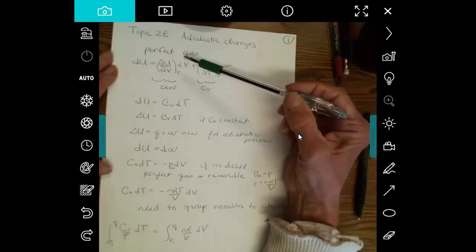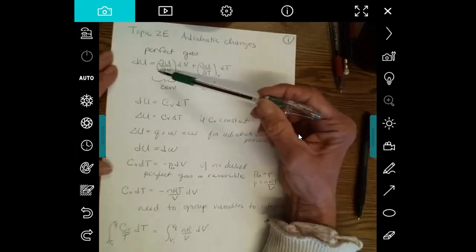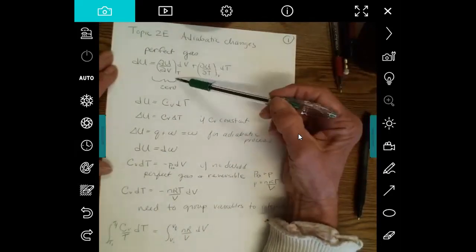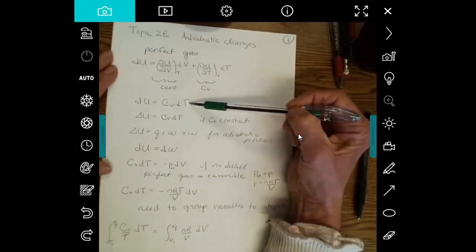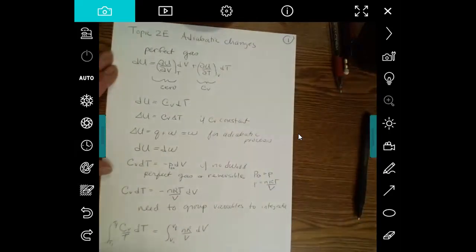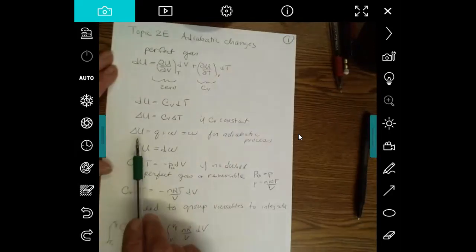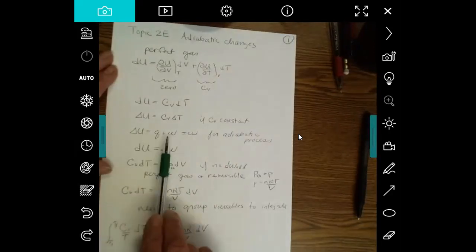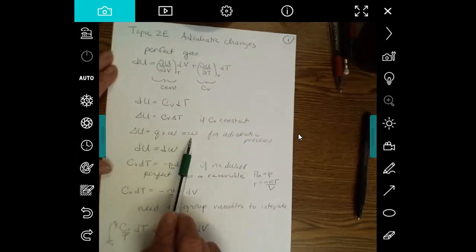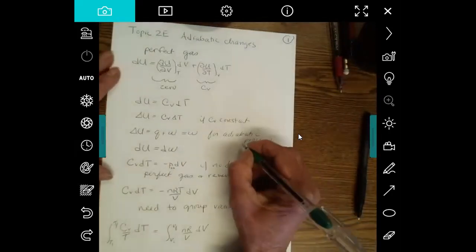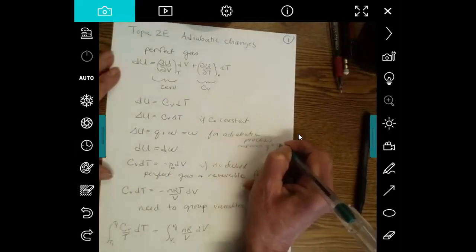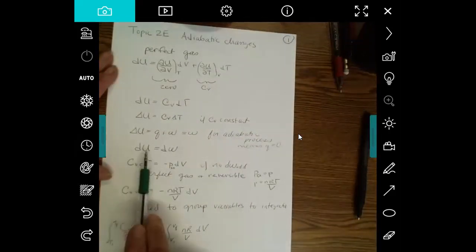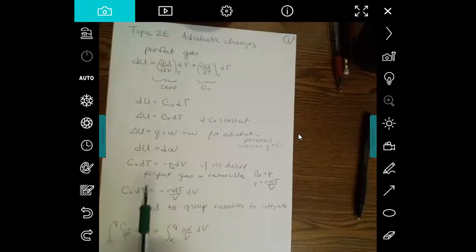So for a perfect gas, when we look at our total differential, this first term is 0. So dU is really just equal to Cv dT. So if Cv is constant, then delta U equals Q plus W, which equals W if it's adiabatic. So adiabatic means Q equals 0. So that means dU equals dw. So we should be able to figure out some relationships here.